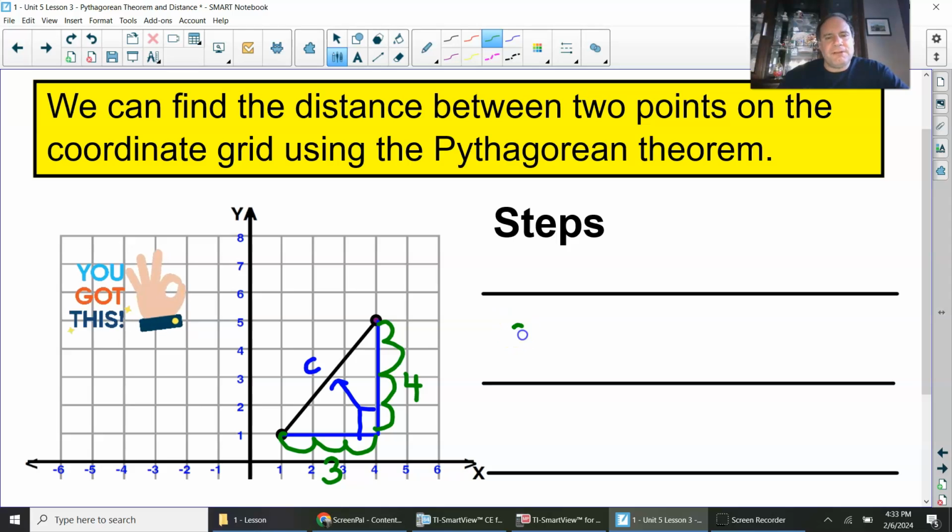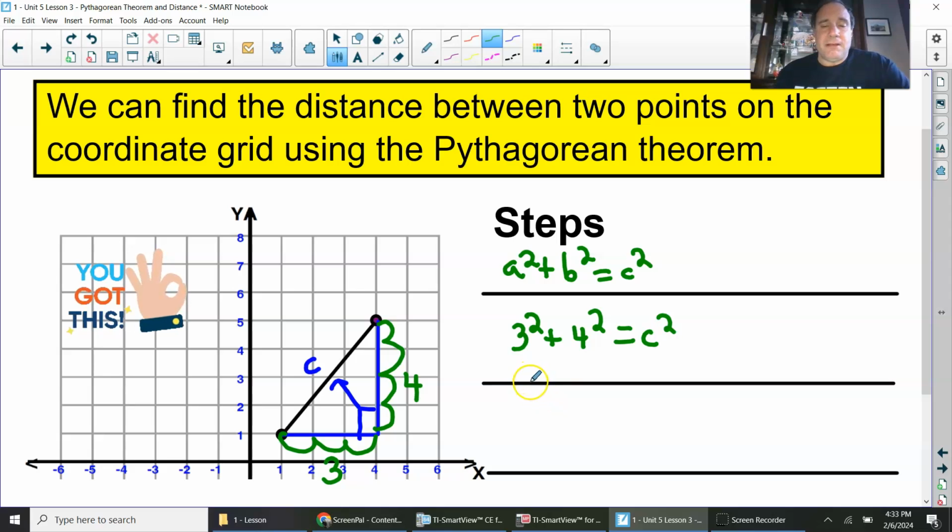So we have 3 squared plus 4 squared. This is A squared plus B squared equals C squared for Pythagorean theorem. And we have C squared here. So we have 9 plus 16, which is 25, equals C squared. You square root both sides, just like you did all along this lesson. We have C equals 5. So the distance between those 2 points is 5. And that's it.